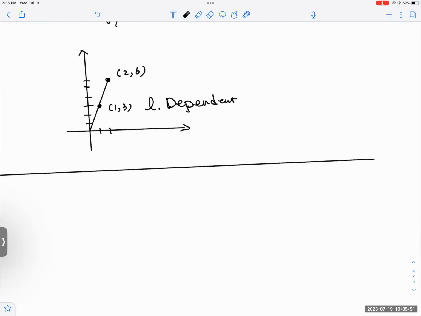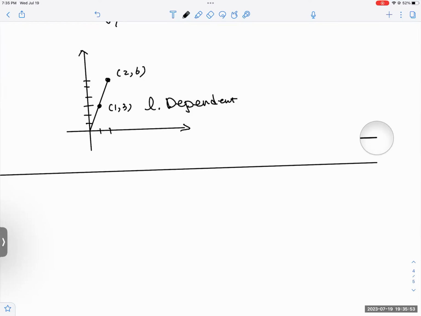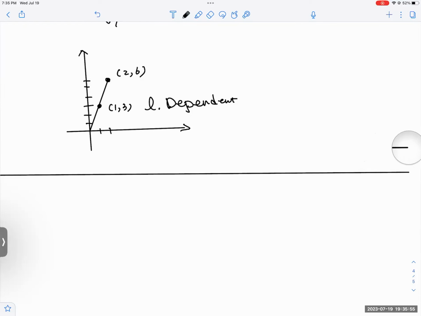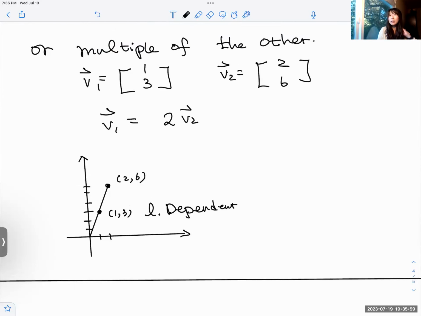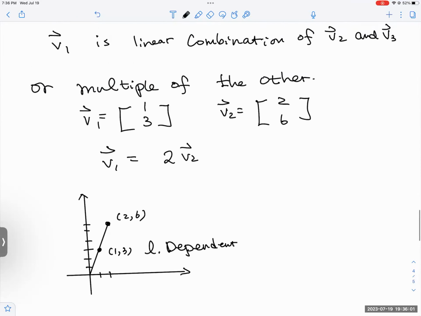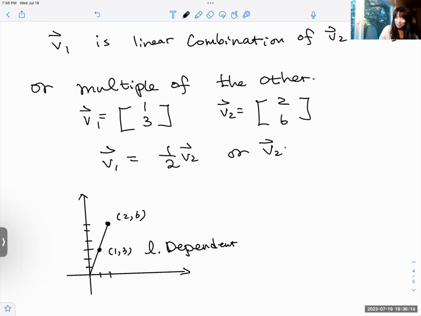Michelle, shouldn't it say 2 times vector v1 is equal to vector v2? Oh yeah, right. You should write down 1/2. That's why you said 1/2. Yeah, thank you so much. I was starting to go crazy there for a sec. You're right. Thank you. Or we said V2 equal to 2v1. Yeah, thank you very much.